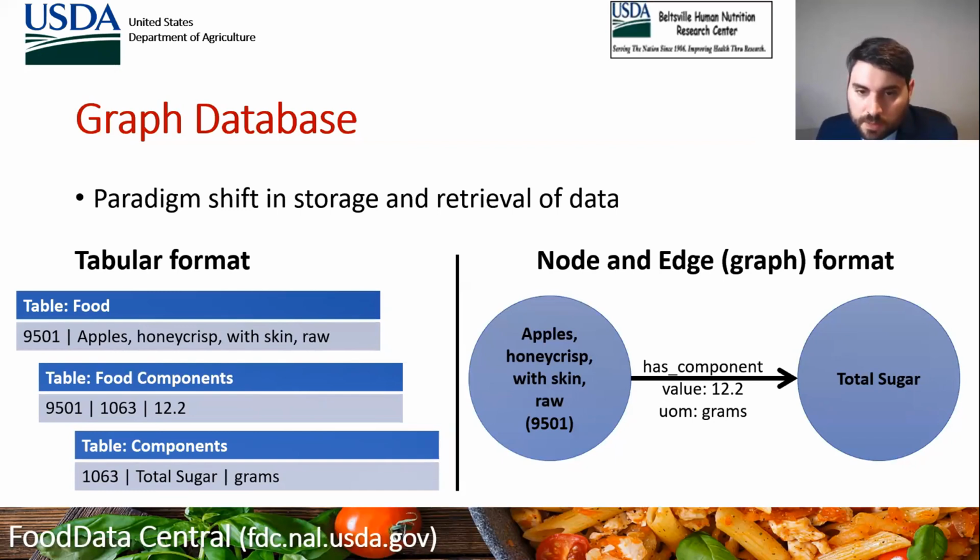value 12.2. On the right, this is much easier to decipher without having prior knowledge of how food and food components are related within our data set. I have two nodes. One is the Honeycrisp apple and one is total sugar. And I have a value between them, which is an edge called has component. And if you follow that line, you can see apple's Honeycrisp has component total sugar with a value of 12.2 and a unit of measure in grams. And you can hopefully visualize what this sort of paradigm shift looks like on a physical level in the database structure.